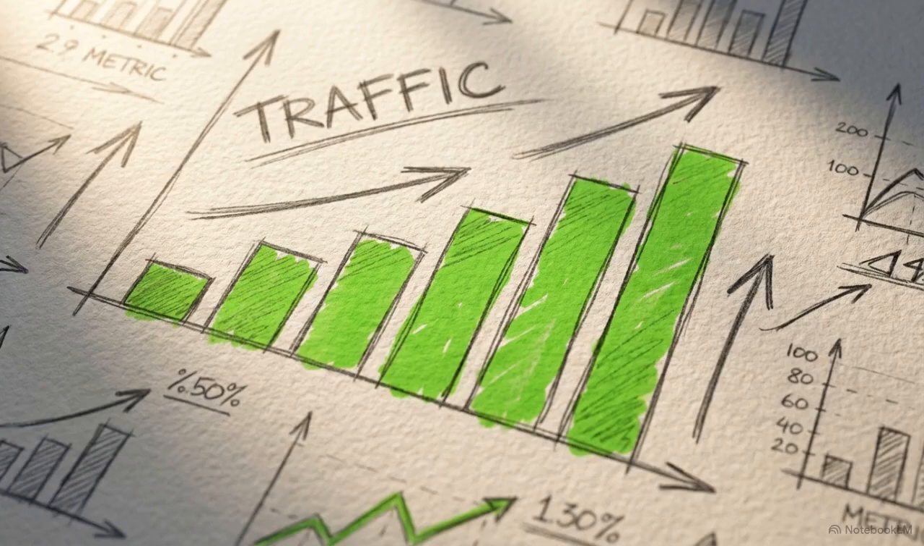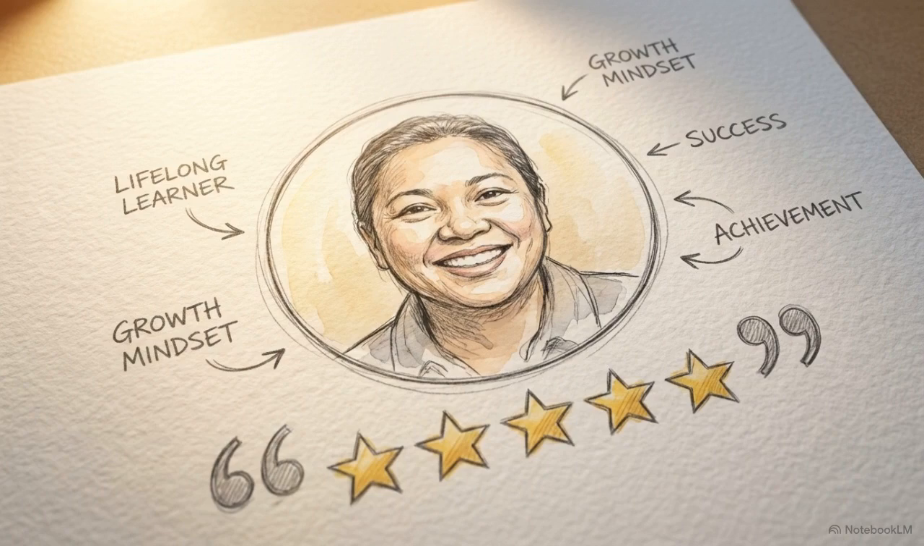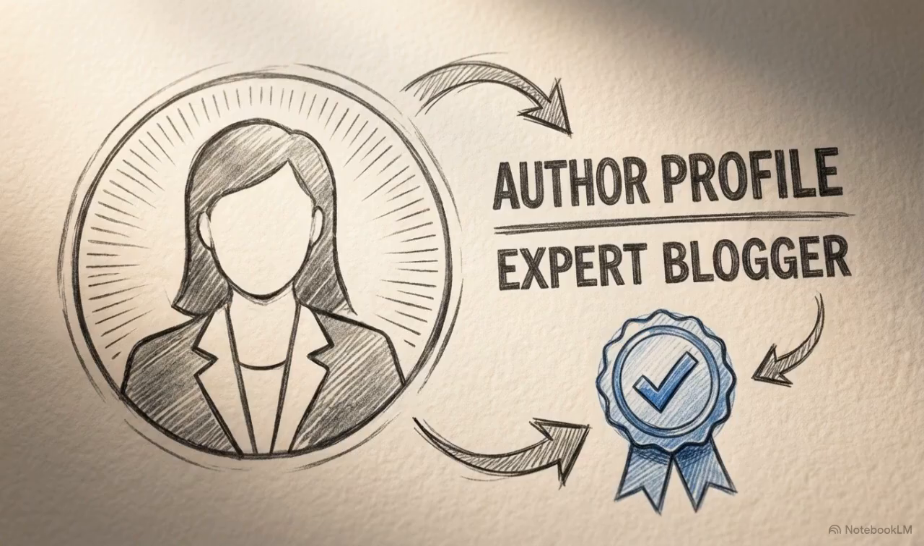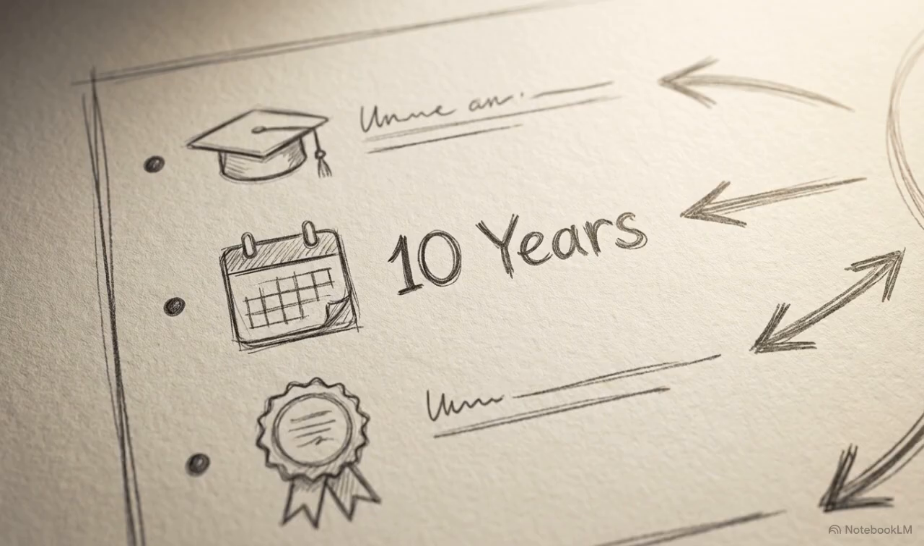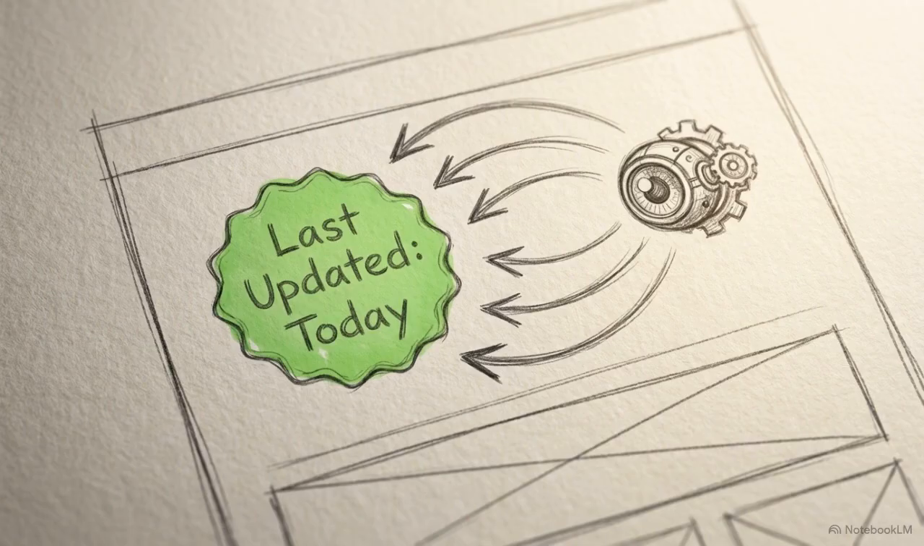Add screenshots of your original data. Document failed tests alongside successful ones, and include genuine testimonials from students. Make sure your page includes a visible, highly detailed author profile. List your years of hands-on experience and specific credentials so the system recognizes a verified expert. Then go into your page settings and toggle on a visible last updated date. This proves to the crawler that your information is current and relevant for 2026.